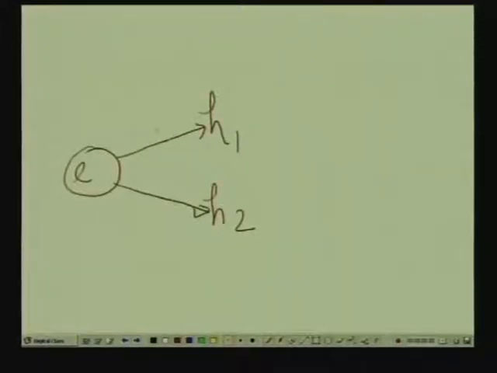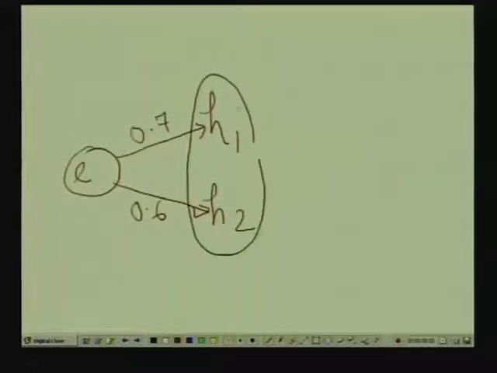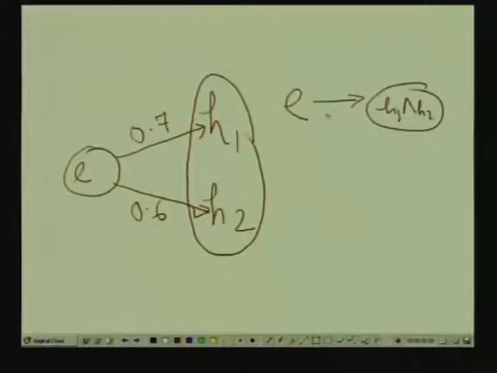I have got a hypothesis H1, I have got a hypothesis H2, and one evidence is supporting this and the same evidence is supporting this, with say 0.7 and this with 0.6, and I want to find then E is supporting H1 and H2. What is the strength of that? It will be the minimum of these two links, the weaker of these two links, because both these will be true with the minimum value. So, this will be 0.6.